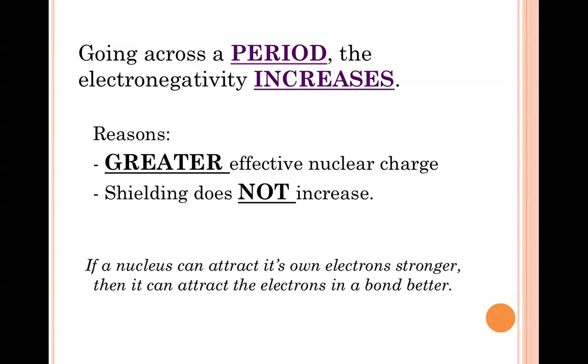So as we go across the period, the electronegativity values are going to increase. The reason for this is that there's a greater effective nuclear charge and shielding does not increase. Basically, if a nucleus can attract its own electrons stronger, which then results in a smaller radius, it can then attract the electrons in a bond better.